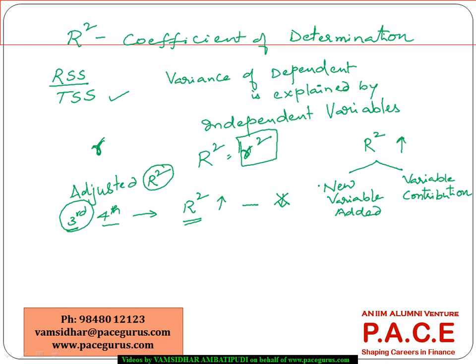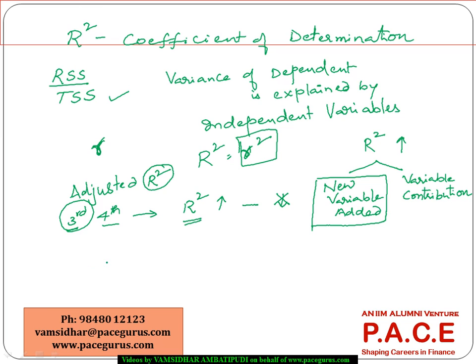Now, this is immaterial. Just because a new variable is added, I don't want my r squared to typically go up. So from that dimension, this adjusted r squared as a tool has been brought out to remove the impact of the number of independent variables. If I adjust the r squared to remove the impact of the number of independent variables from the r squared, I call that adjusted r squared.